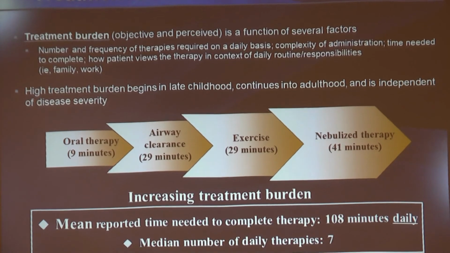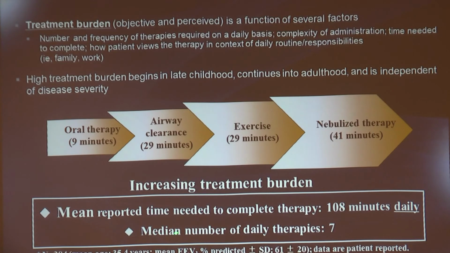So on average, in this particular paper, the average person with CF was doing 7 different daily things in terms of types of therapy: oral therapy, and this is the time that was involved, airway clearance, exercise, nebulization therapy, almost 2 hours a day. And this is for just the average patient. Obviously, if you're sicker, you're going to do more. If you're healthier, well, maybe you can do more exercise.